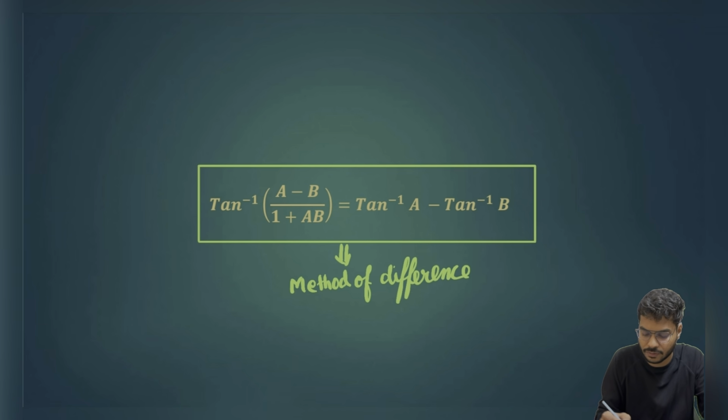So basically we have to convert an inverse trigonometric function into a difference of two inverse trigonometric functions such that they will cancel out. This is known as the method of difference. So how to utilize this method of difference, let us discuss in the next question.